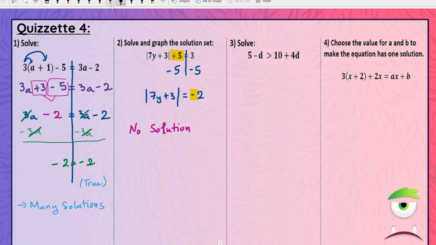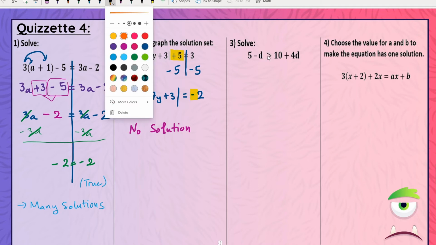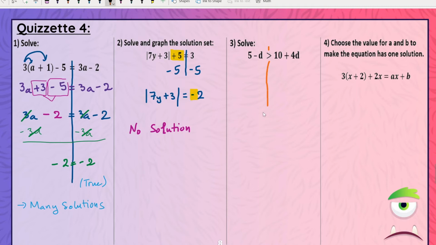Number 3. Okay, so we're going to solve for d. We need to get the variable on the same side. This is negative d, this is positive 4d. So what we're going to do is add d to both sides. 4d plus 1d is 5d. Okay, then we're going to minus 10 from both sides. That will give you negative 5 greater than 5d.